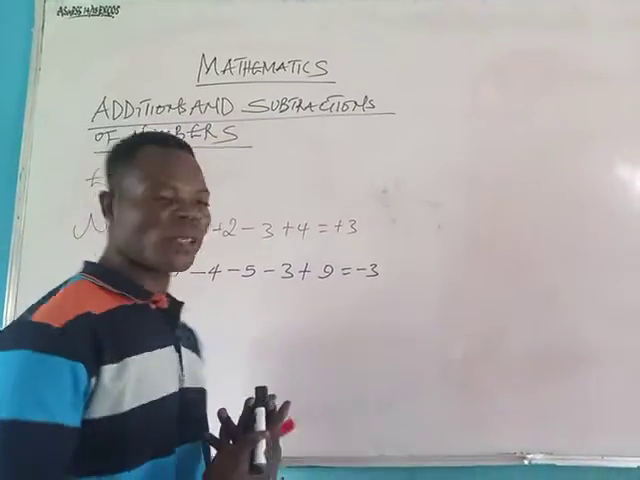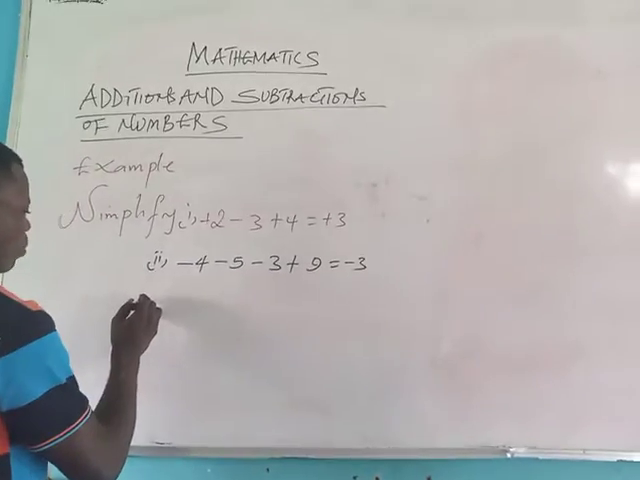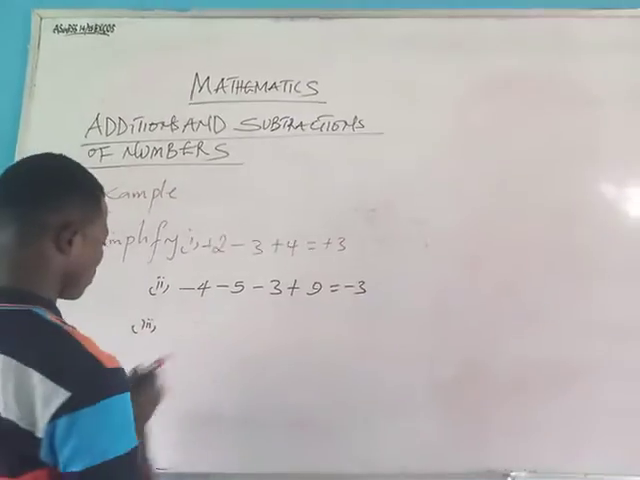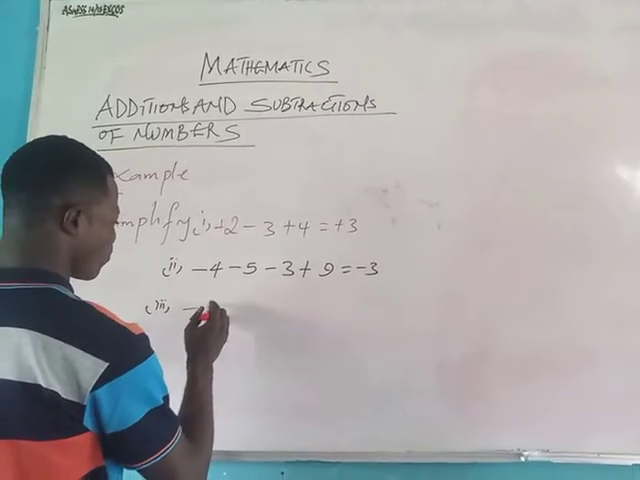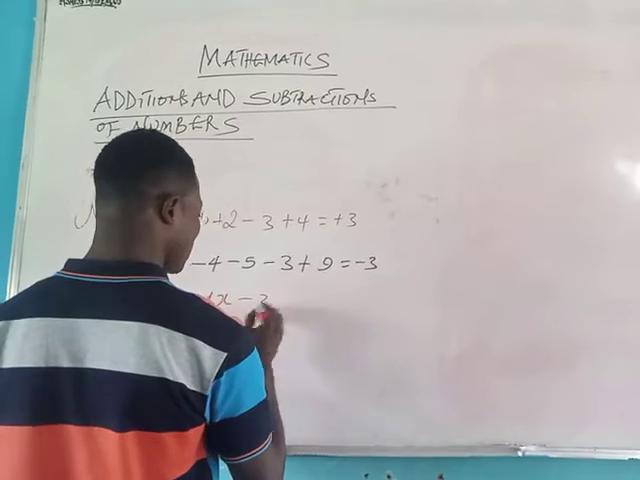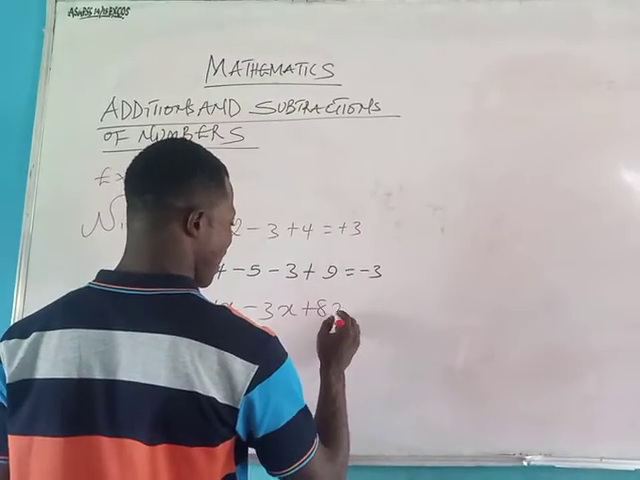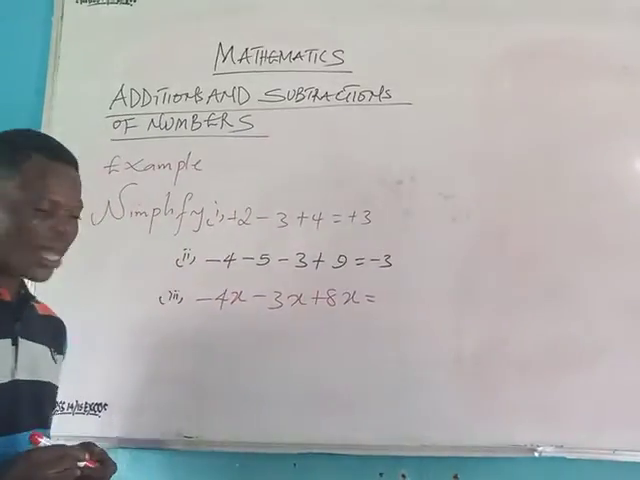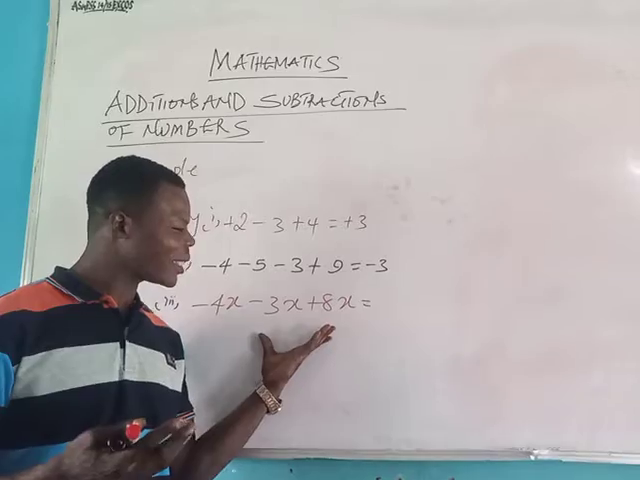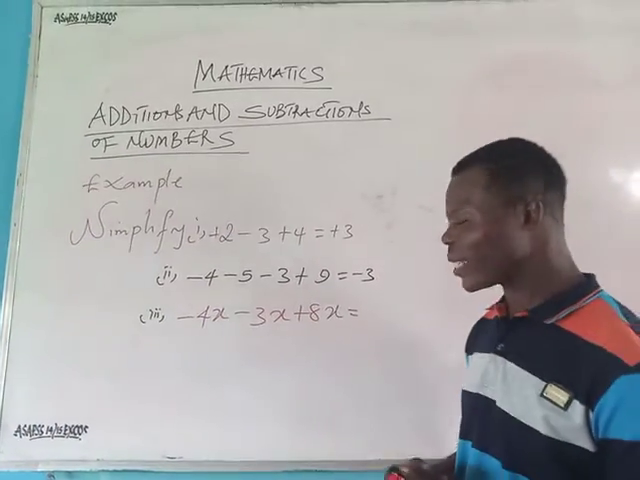And you can easily add a little form of algebra to this method. Let's say, for example, you have minus 4x minus 3x plus 8x. It seems the expression is developing systematically, right?